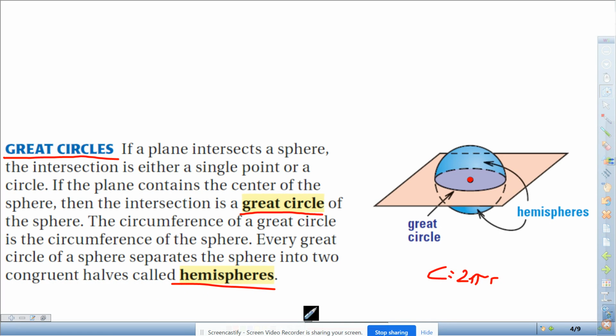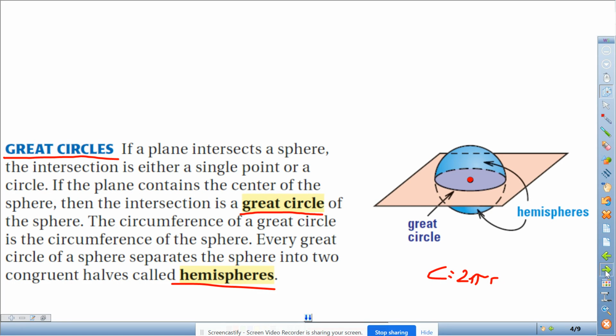Okay, it says every great circle of a sphere separates the sphere into two congruent halves called hemispheres. When we were doing our lesson on finding the volume of spheres, we got into hemispheres. And you guys remember, basically, yeah, half a sphere. And that's what it's saying here, though it's getting into the technicality of a great circle being the thing that cuts it into the two halves. Okay, but yeah, just remember when they're talking about a hemisphere, just half of the sphere.